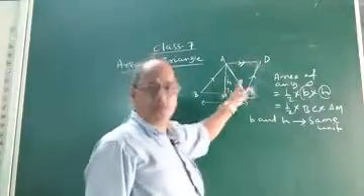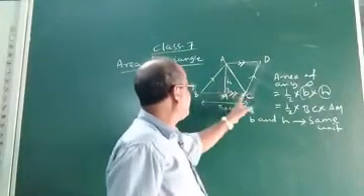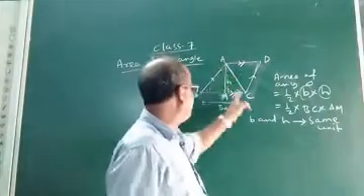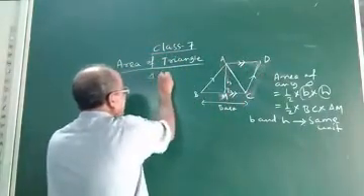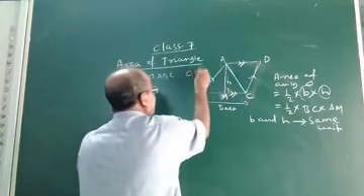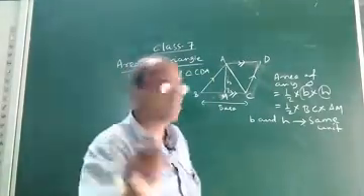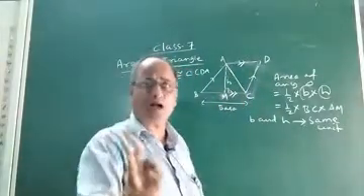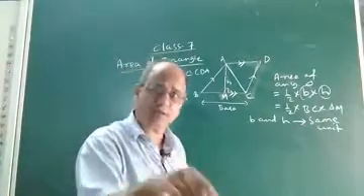Now, by proving triangle ABC and triangle CDA congruent, with the help of congruency, we can easily prove that triangle ABC and triangle CDA are congruent. And children, if two triangles are congruent, they are always equal in area.